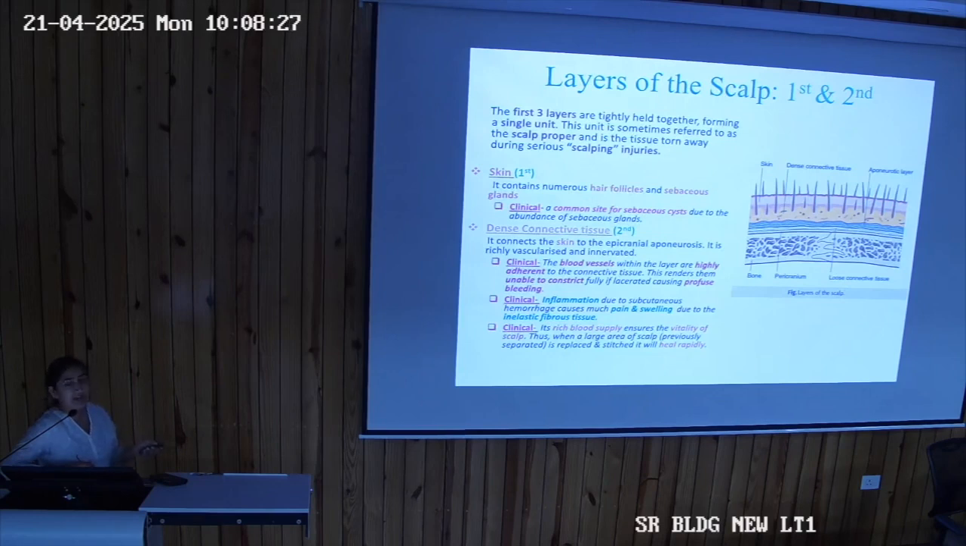Secondly, if there is any inflammation, like we talk about the sebaceous cyst, so if there is any inflammation, it will cause lot of pain. Why lot of pain? Again, because the tissue is inelastic over here, so it will cause pain and swelling. Then it's rich blood supply. One positive point of this rich blood supply is that this region heals faster. If that wound gaping is covered or stitched, then because of this rich blood supply, the scalp will get healed faster.